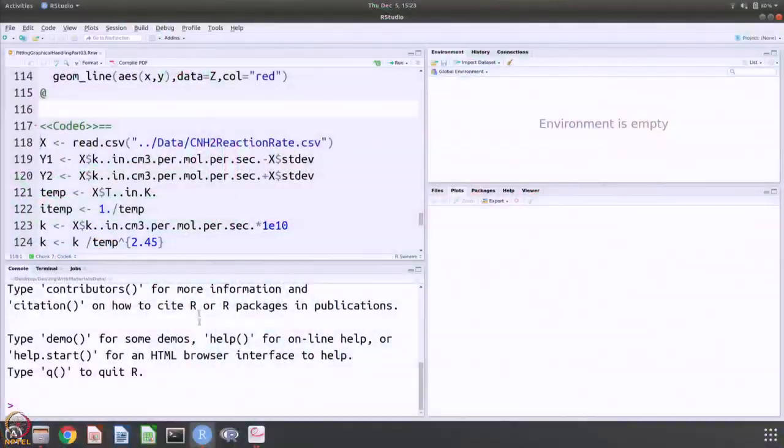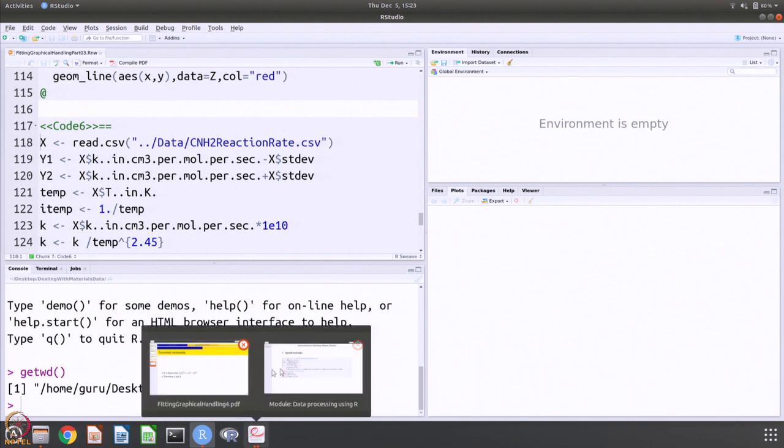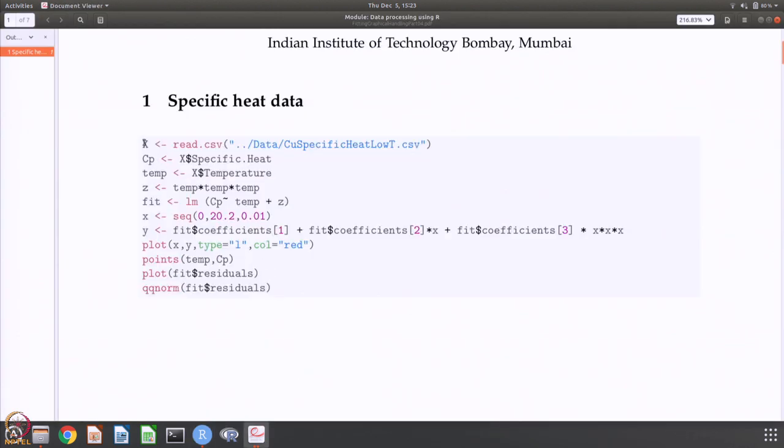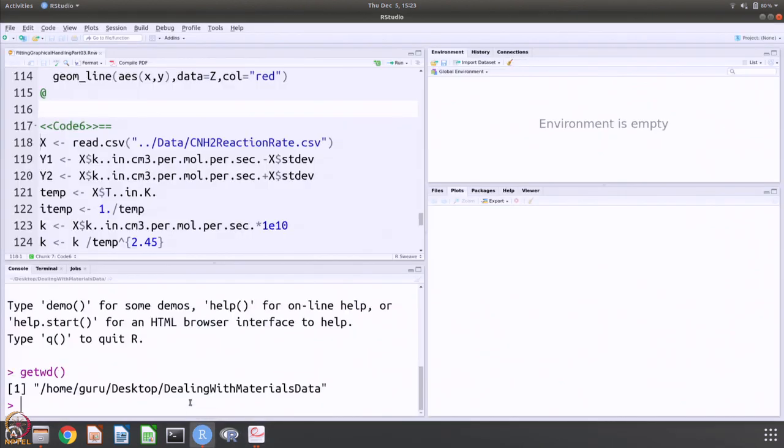So let us do the exercise. So let us start our R session, and so we are in the right directory. So let us do the first exercise.